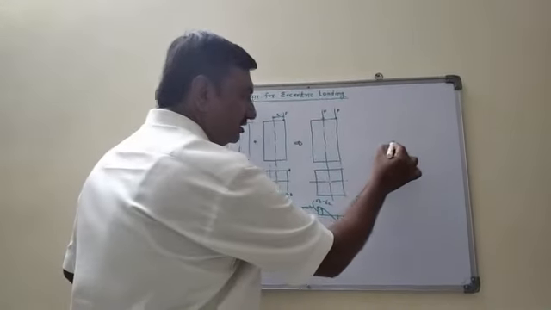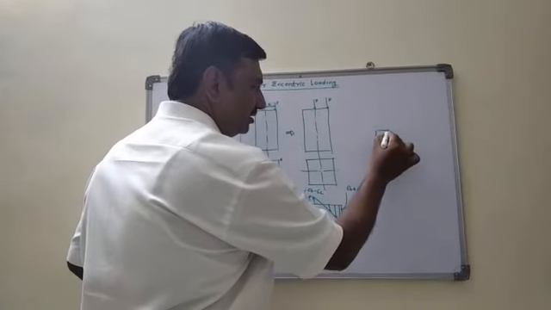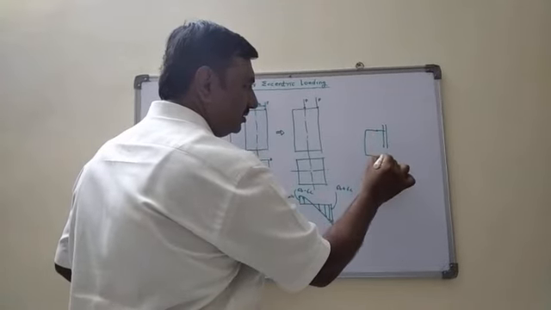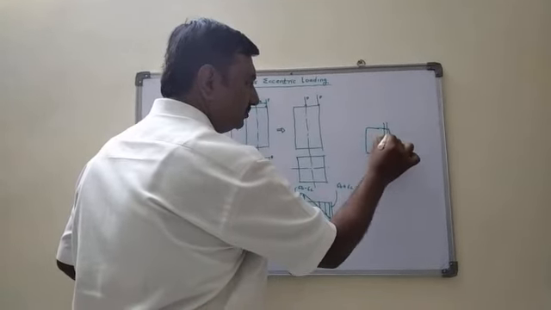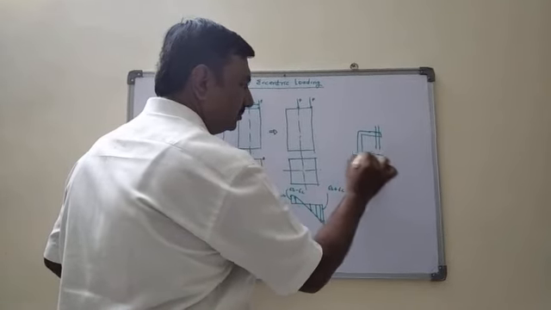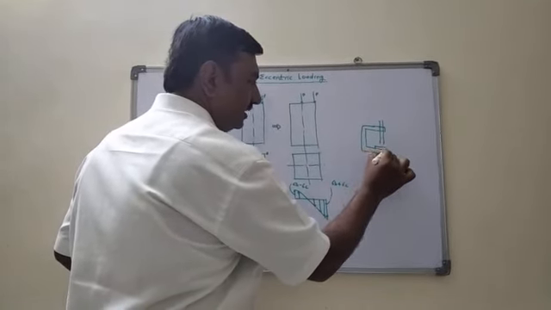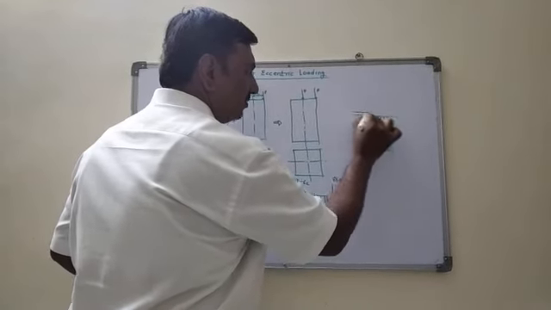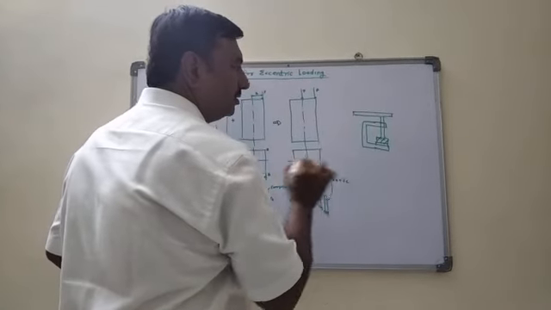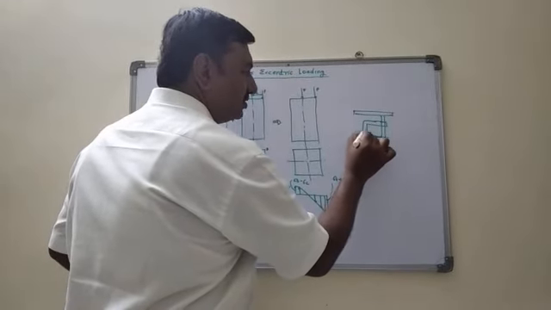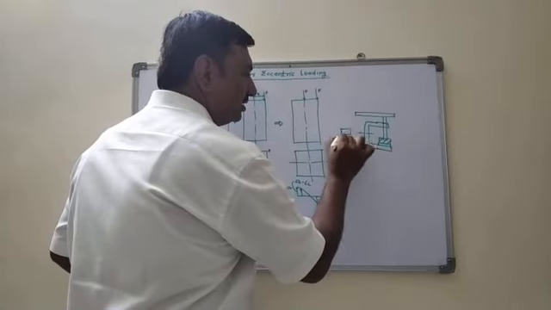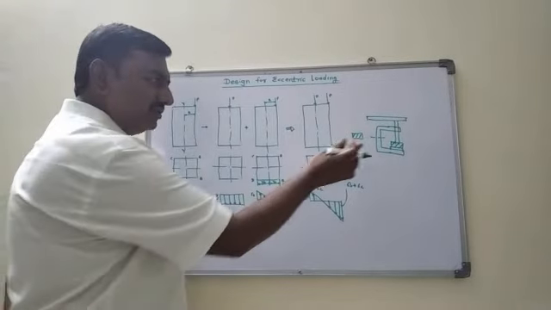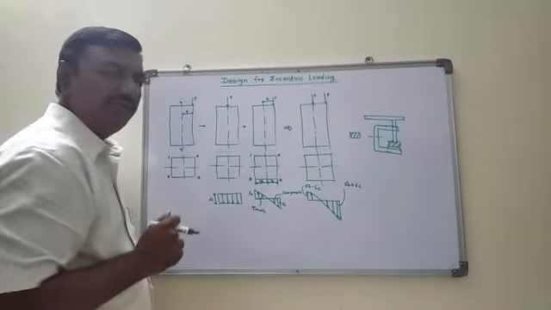So you know this C clamp. Here is the screw portion. This is a workplace and here is the workpiece, which is clamped. And this is a cross section. Suppose we assume it is a rectangular cross section. So this is an example of design for the eccentric loading.